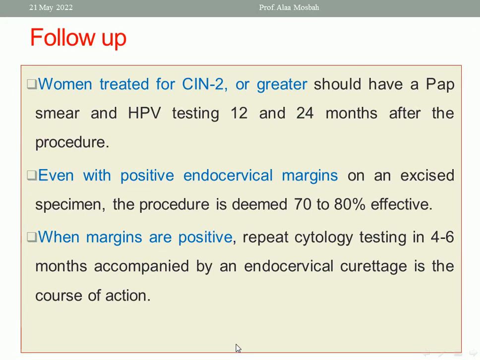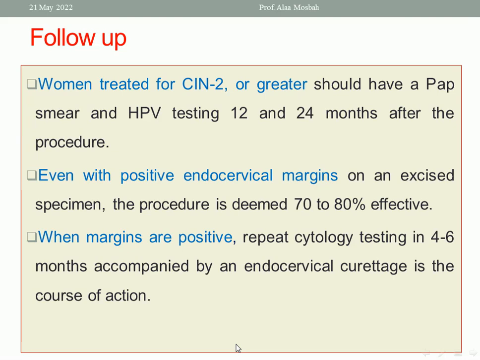Okay, what about follow-up? Women treated for CIN2 or greater should have a PAP smear and human papillomavirus testing 12 and 24 months after the procedure. Okay, so after 1 year and 2 years, testing should be done. PAP test and the human papillomavirus testing. Okay, even with positive endocervical margin in an excised specimen, the procedure is deemed 70 to 80% effective.